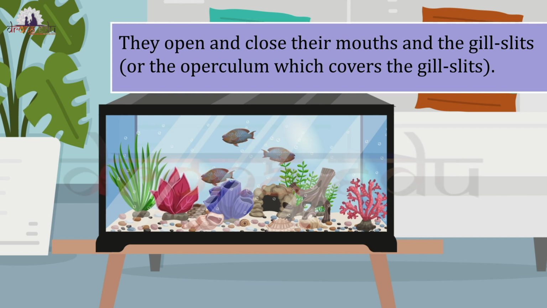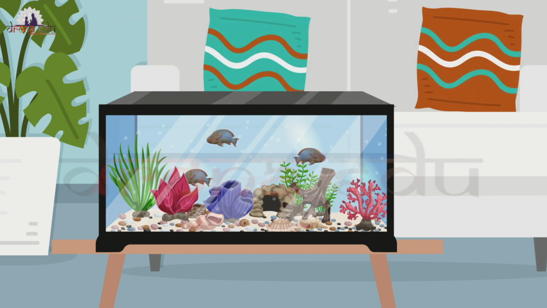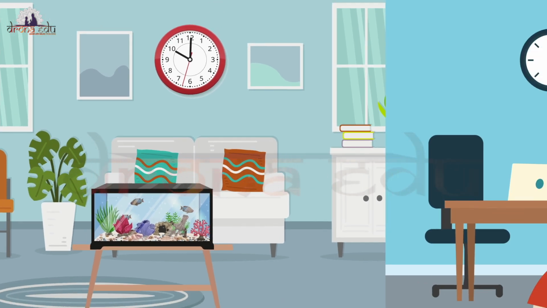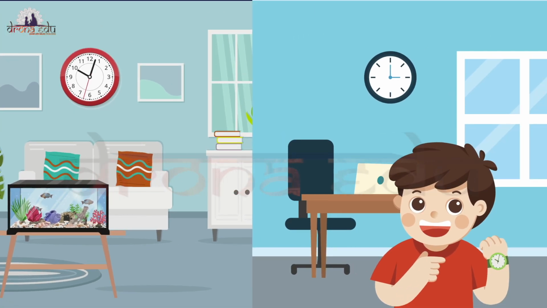They open and close their mouth and the gill slits or the operculum which covers the gill slits. Now let us count the number of times the fish opens and closes its mouth in a minute and compare that to the number of times you breathe in and out in a minute.